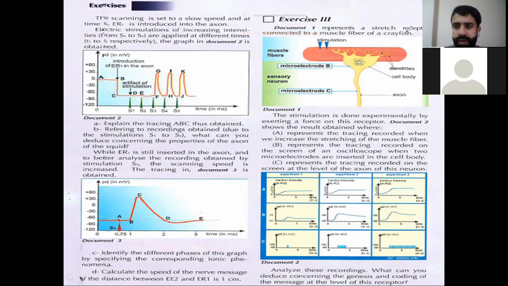At the beginning of the experiment, the potential difference was minus 60 at S1. As time increased from S1 to S3, it remained constant.